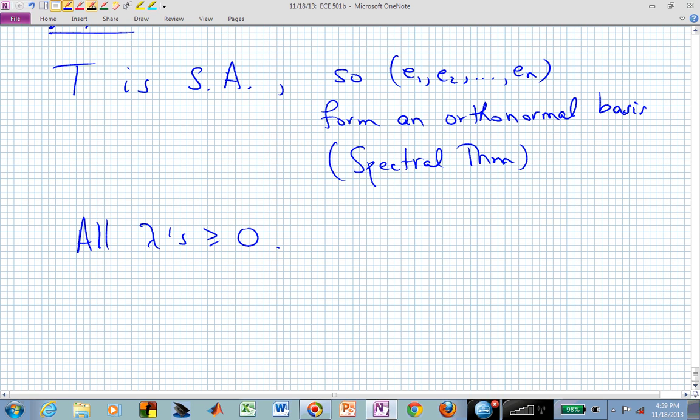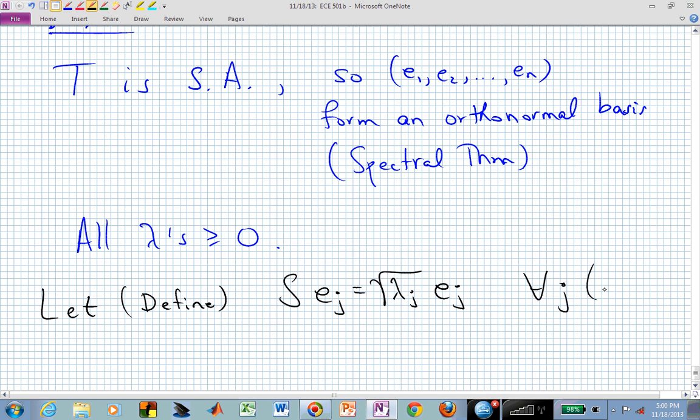So now let's go ahead and build the square root. Let's define the matrix S. If we multiply it by an orthonormal basis vector e_j, let's let that be the square root of lambda_j times e_j. And this is true for all j, j equal 1, 2, up to n.